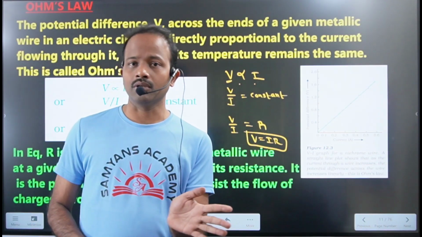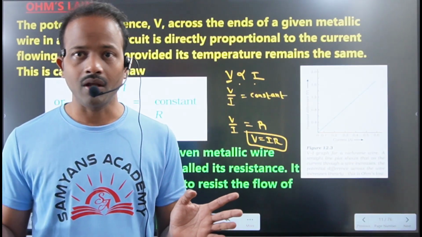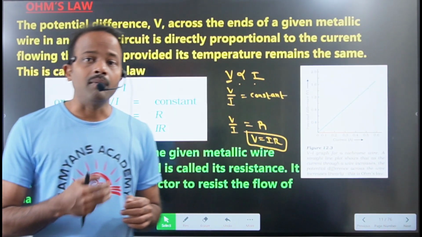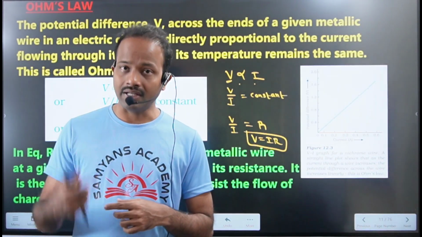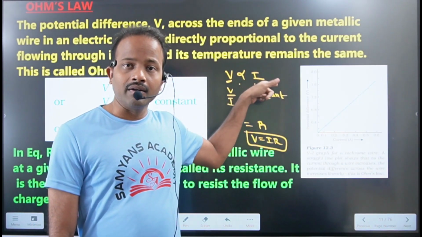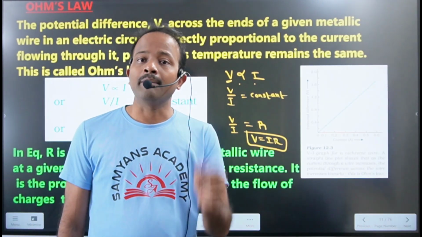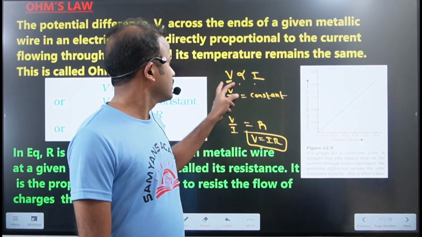సేమ్ V proportional to I గుర్తుపెట్టుకోండి. When you remember this V proportional to I, we can derive the formula very easily. How do you derive this? When potential difference V applied across the ends of the metallic wire in an electric circuit is directly proportional to current flowing through it, provided temperature remains the same, right? So this is Ohm's law.